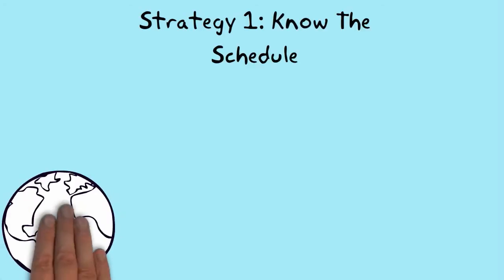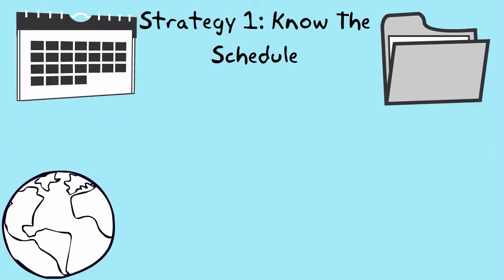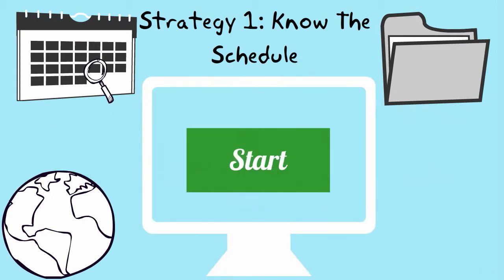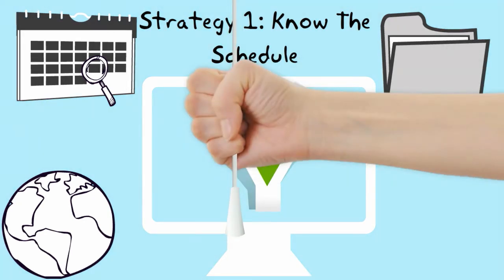Strategy 1. Know the schedule. Make sure that you are aware of where you need to be and when, and that you know the due dates for assignments, quizzes, discussions, etc. While there tends to be more flexibility in blended learning courses, you do need to be more cognizant of when you are required and not required to attend class, for example.